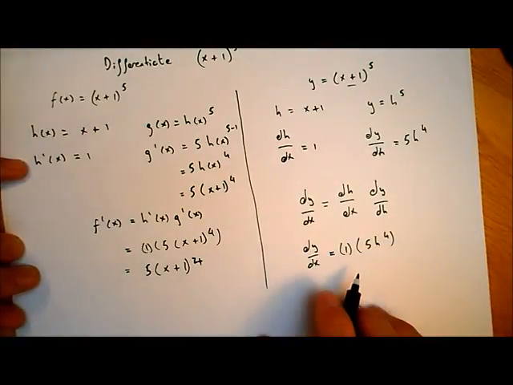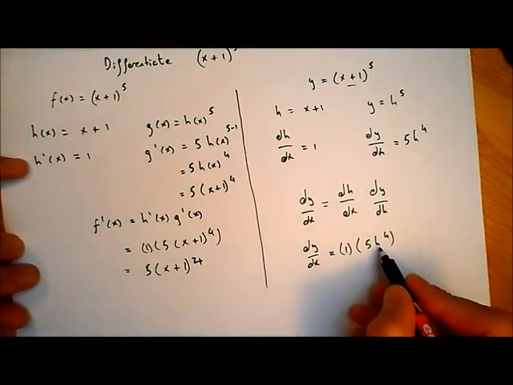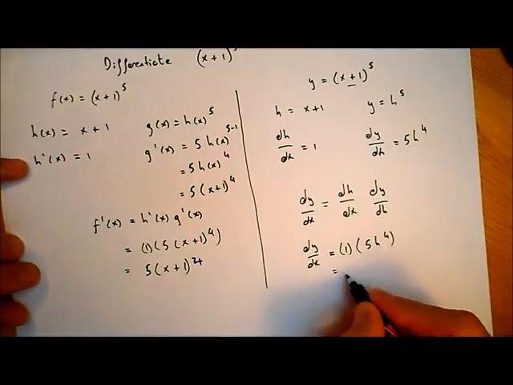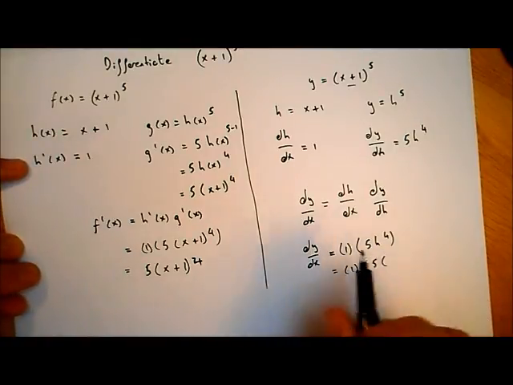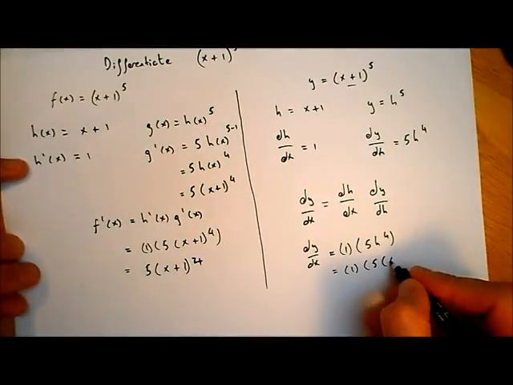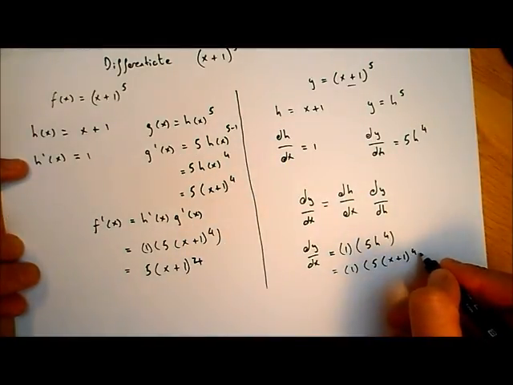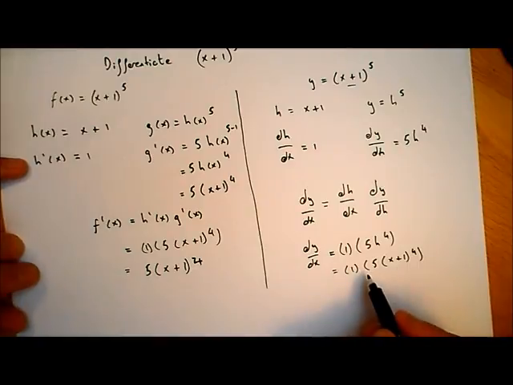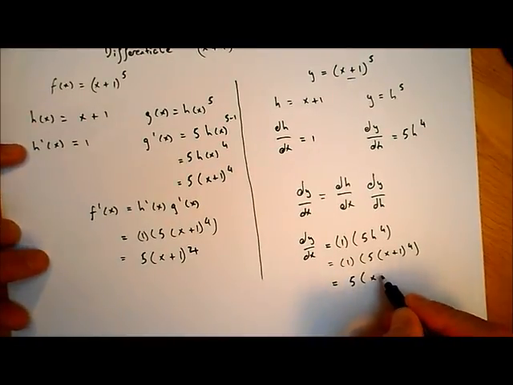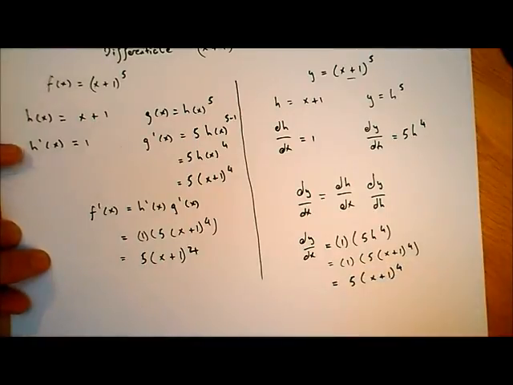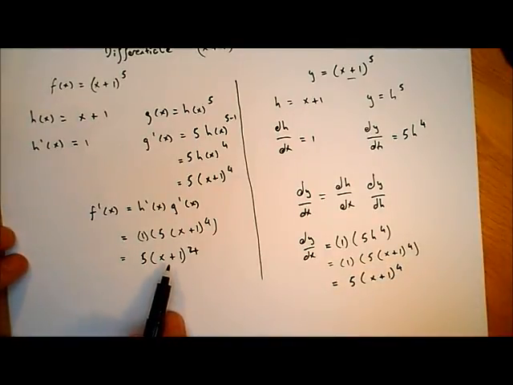So here's our answer. I'll tidy that up by replacing h with what it is. So that's equal to 1 times 5 by, well, h is x plus 1, so (x plus 1) all to the power of 4. And 1 times anything, remember, is the other thing. So I just get 5 times (x plus 1) all to the power of 4, which is exactly what I got over on the other side.